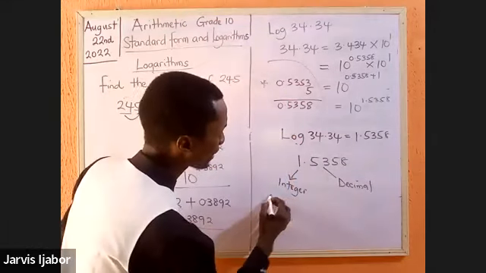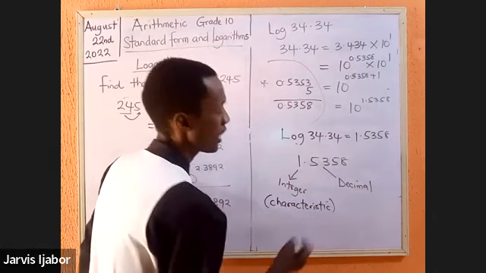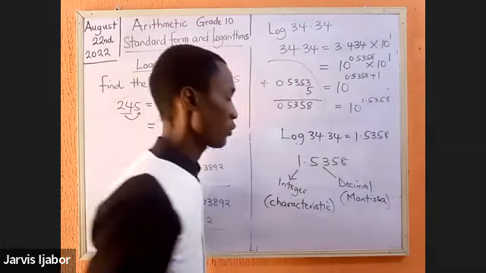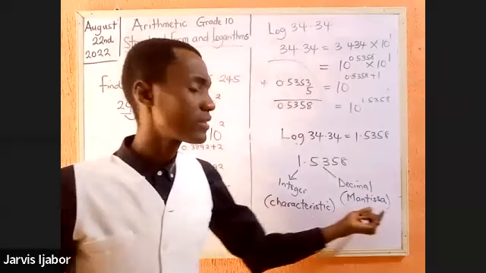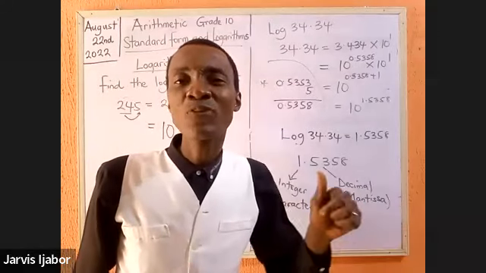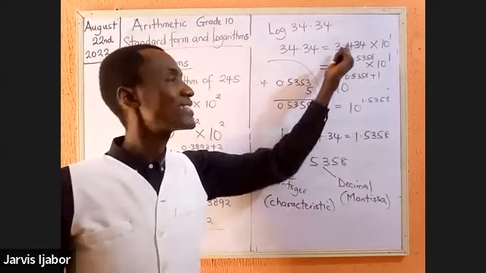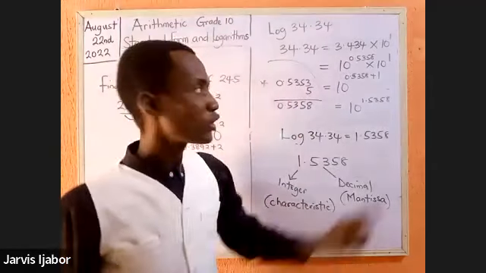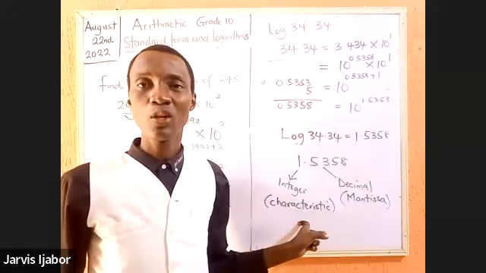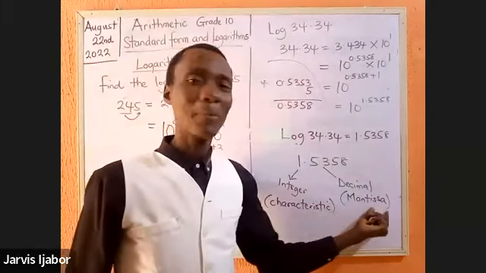Now, this part is what we call the characteristic, and this part is the part we call the mantissa. The mantissa part you get from your four-figure table. The characteristic part you get by writing in standard form. So the number of movements you have made for any number is the characteristic of that logarithm, while what you read out from your four-figure table is called the mantissa part.